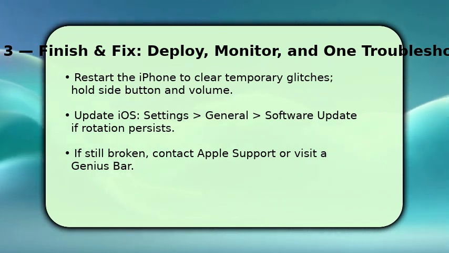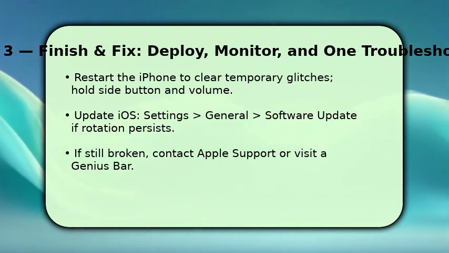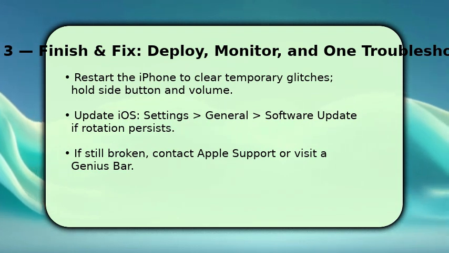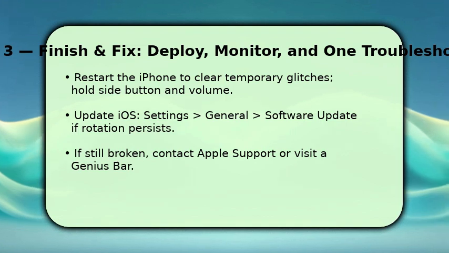If nothing changes, run diagnostics via Apple support or schedule a Genius Bar visit because it could be a faulty accelerometer or a hardware issue. One troubleshooting tip. If rotation works only with screen protectors off, remove or adjust the protector that may block sensors.